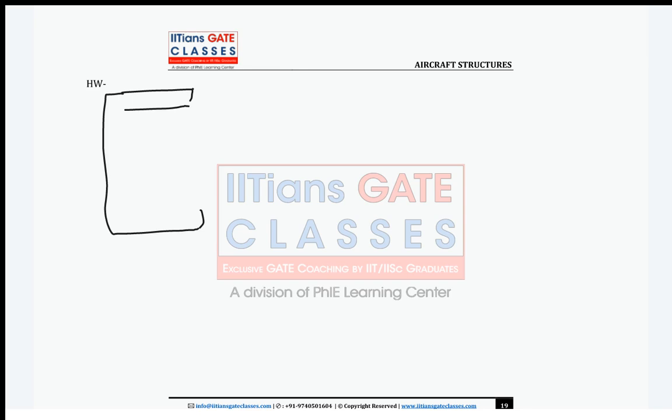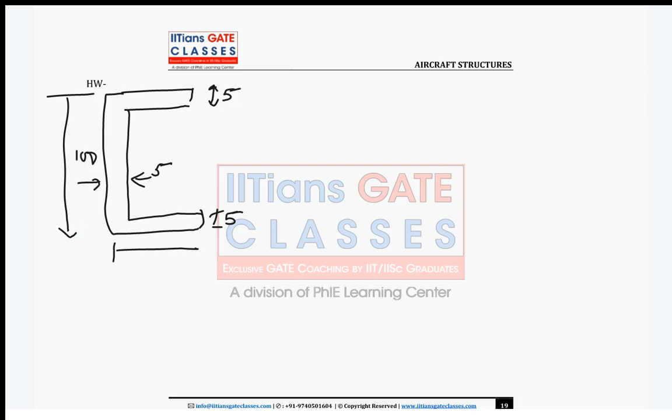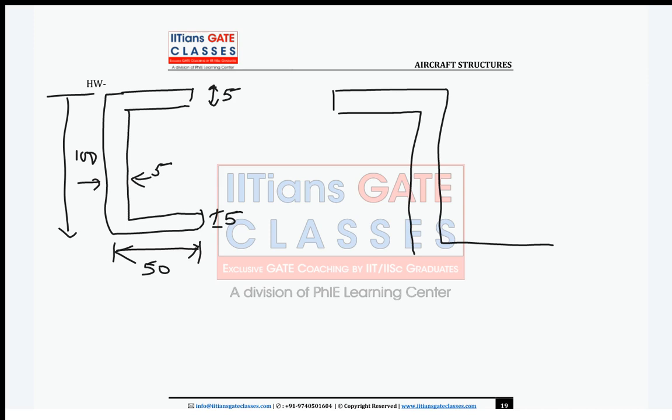So this is 5. Let me give the easy value 5. This is also 5. 100, and this is 50. Clear? So this is one homework. Second homework, this Z section. So this is 50, this is 50, and this is 100, and this is 10.